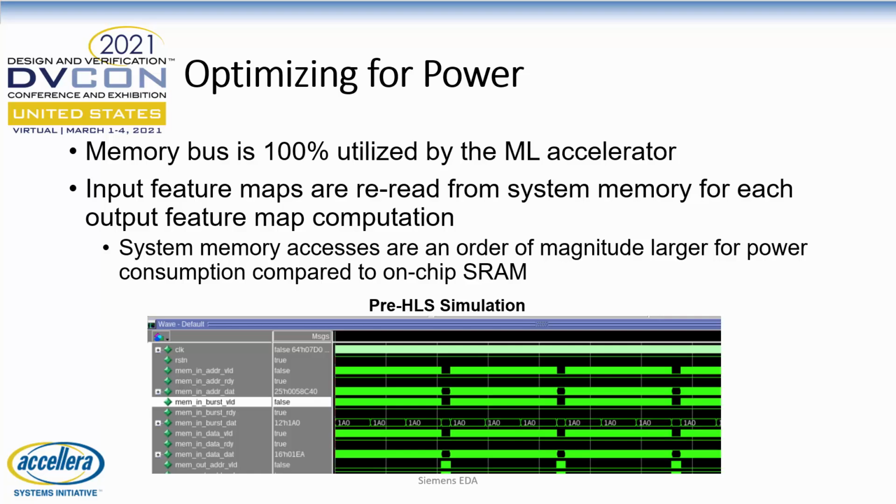Looking at the waveforms for the pre-HLS simulation of our combined architecture shows that the memory bus is almost 100% utilized by our ML accelerator. This is because the input feature maps are reread from the system memory for each output feature map computation. The problem with this architecture then is that system memory accesses are an order of magnitude larger in terms of power consumption compared to on-chip buffering.